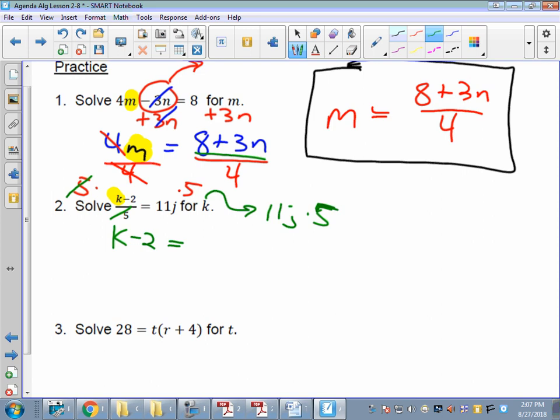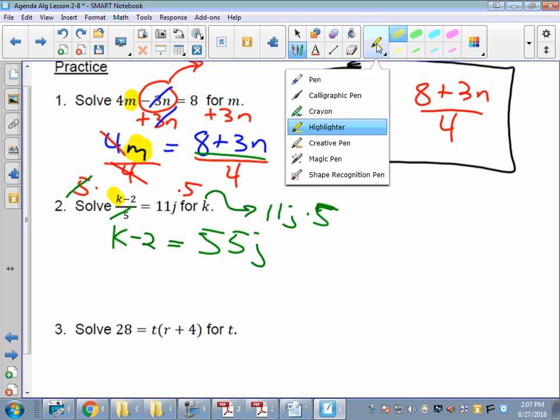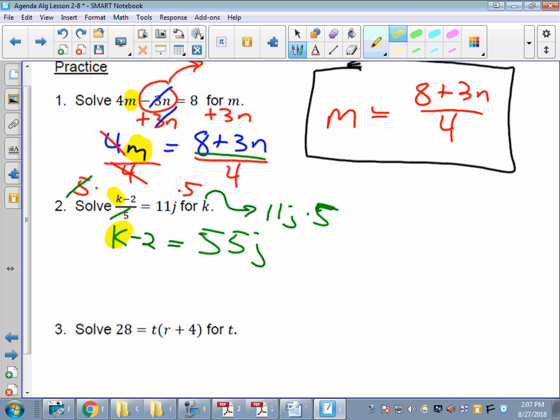So 11j 5 times would be 55j. So we can actually multiply that. So it would be 55j. And then I still want to isolate that k. I still want to make sure that we're isolating this, because this is the variable we're trying to get by itself, or isolate. So I'm going to add 2 to both sides.